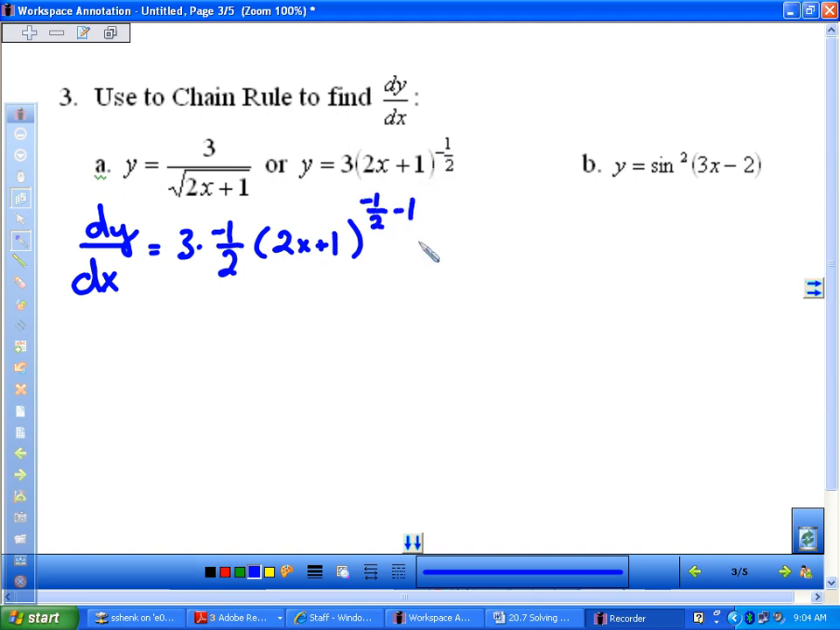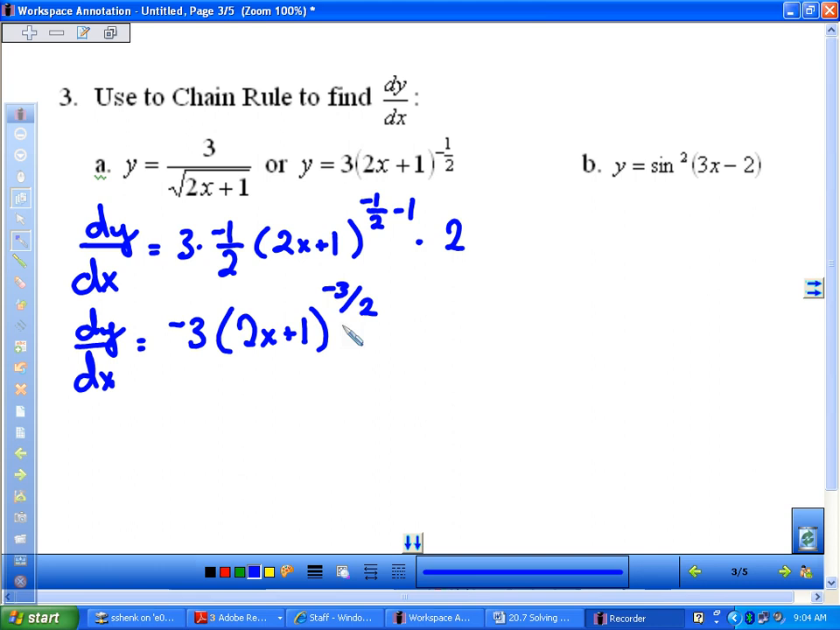minus 1, times then the derivative of the inside. The derivative of 2x plus 1 is just simply going to be 2. Okay. So simplifying this down, then we get dy dx is equal to negative 1/2 of 2 would be negative 1, times 3 would be negative 3, times 2x plus 1. Negative 1/2 minus 1 more would be a negative 3/2. Okay, so that right there would be an acceptable answer.